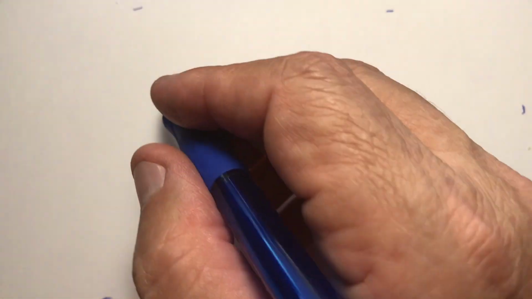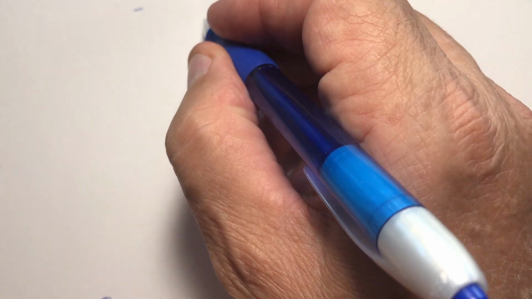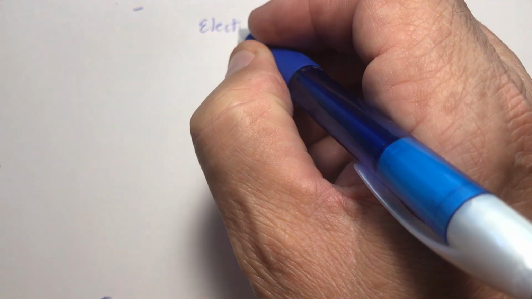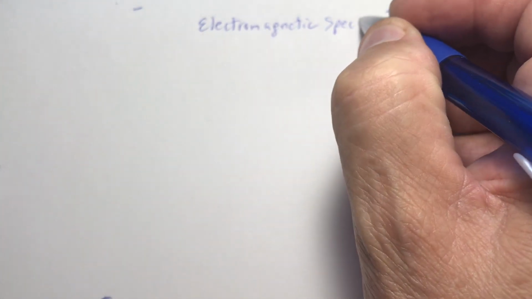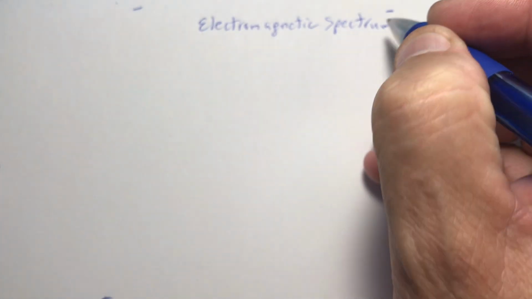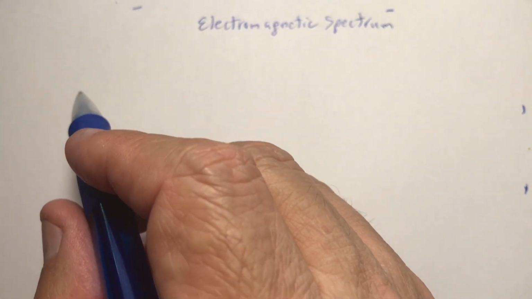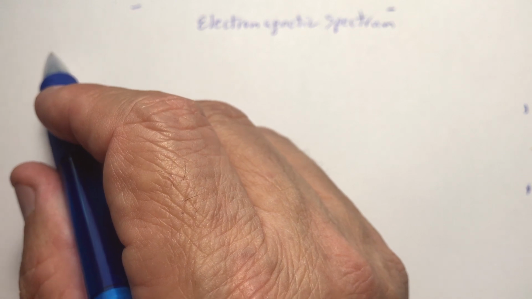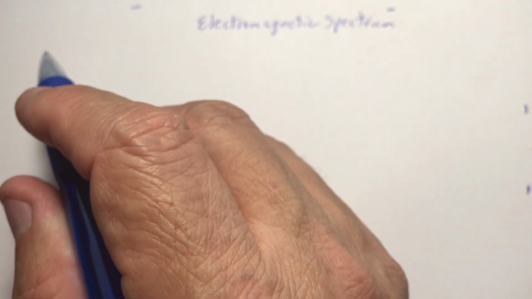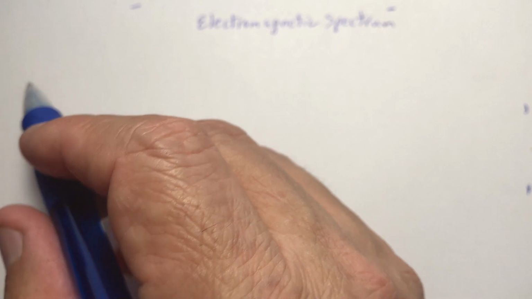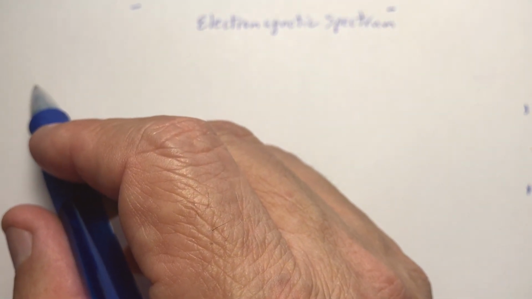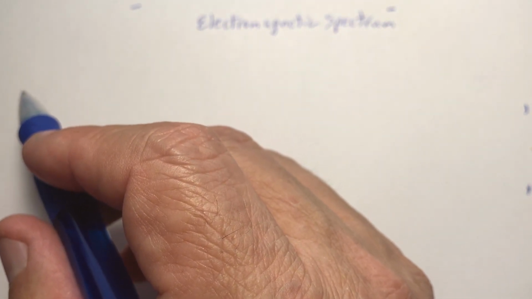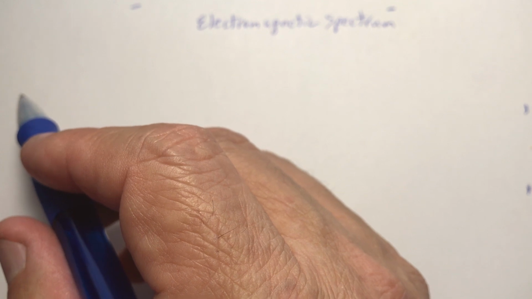Today we're going to study the electromagnetic spectrum. So the electromagnetic spectrum is a bunch of waves. These waves have different frequencies, and these waves are electromagnetic waves, meaning they are made with the electric field and magnetic field.